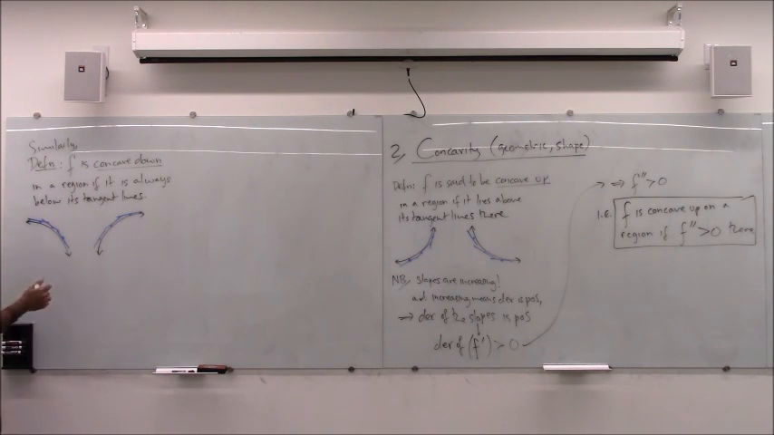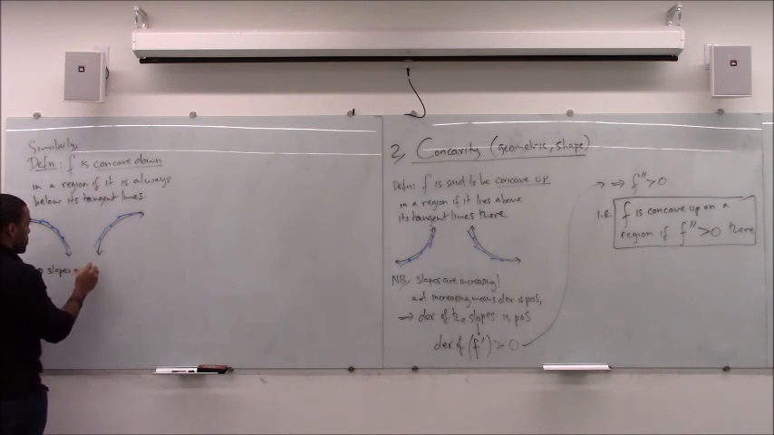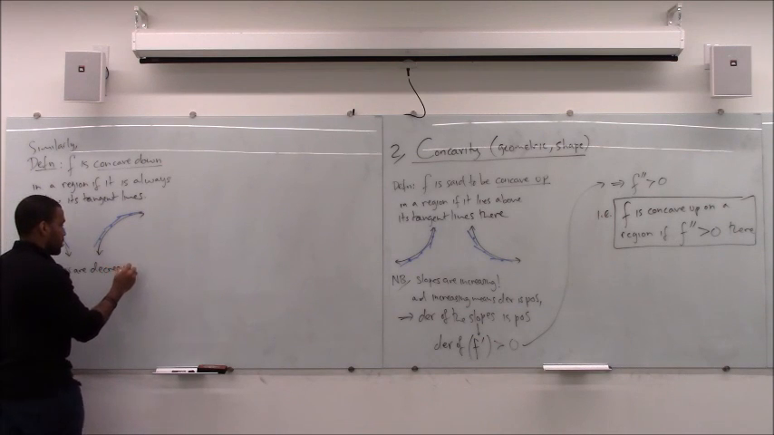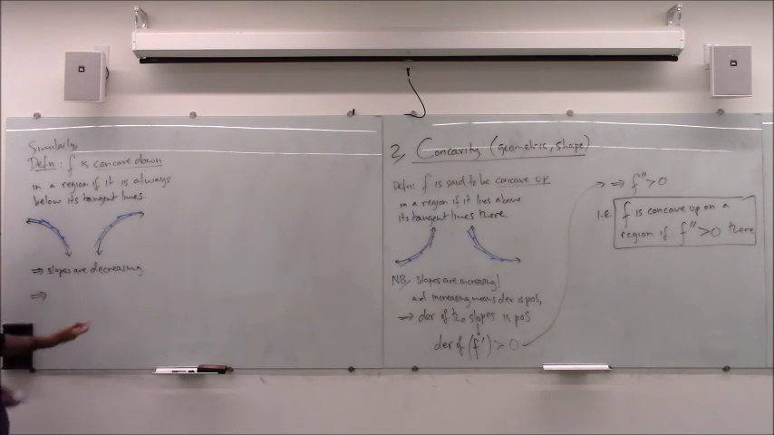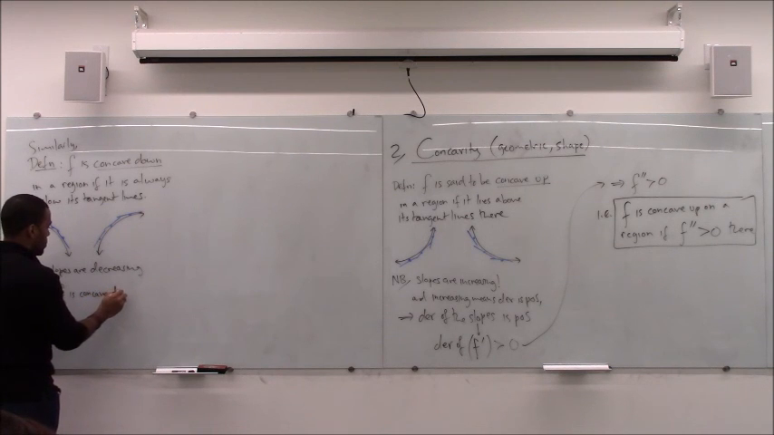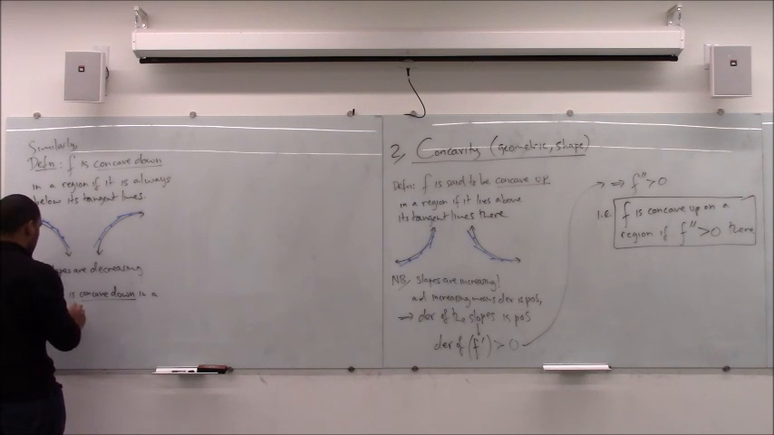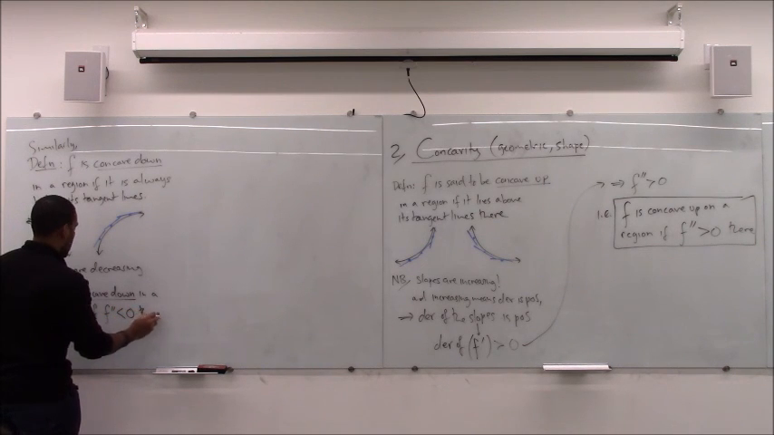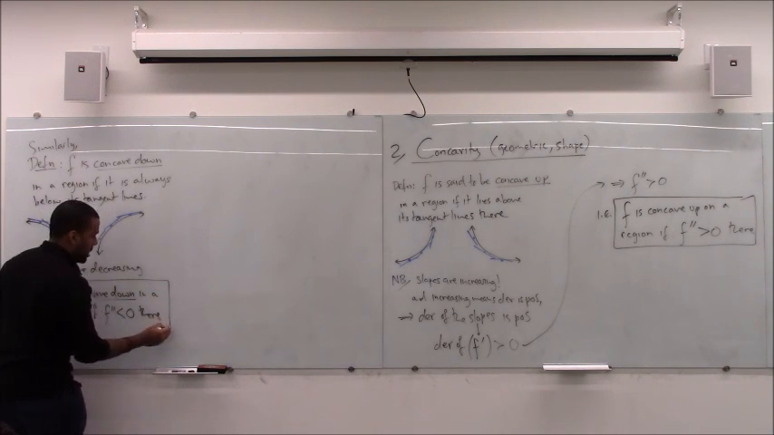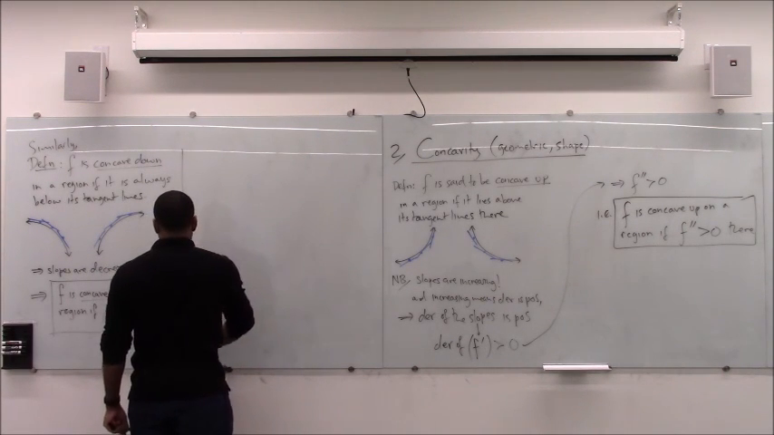And of course, you'll notice here, slopes are decreasing. And so immediately we can get, via the same kind of argument, I'm not going to write out everything, that f is concave down in a region if f double prime is negative there. So you can talk about concavity in terms of the sign of the second derivative. So that's a geometric interpretation of the second derivative.